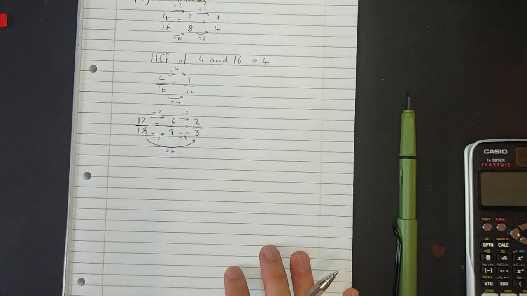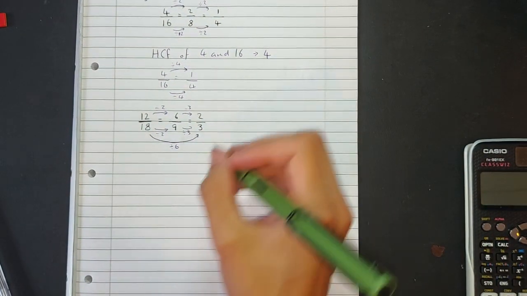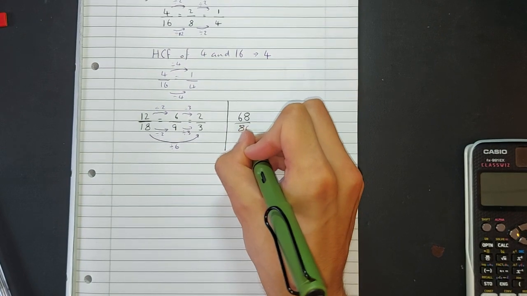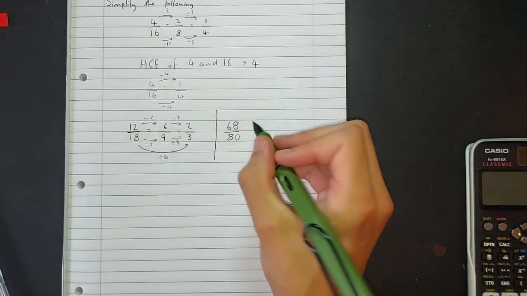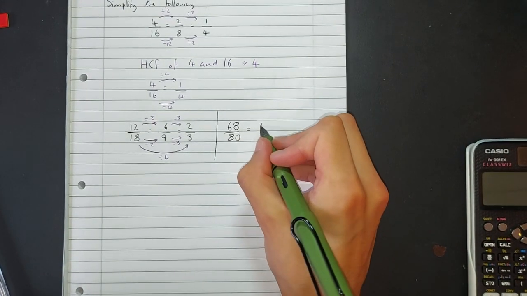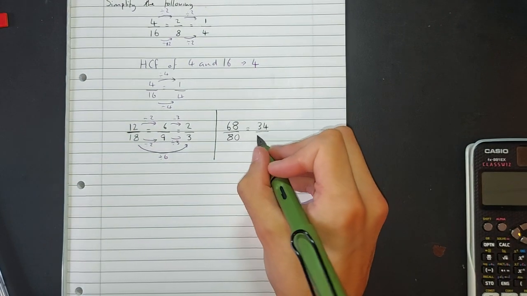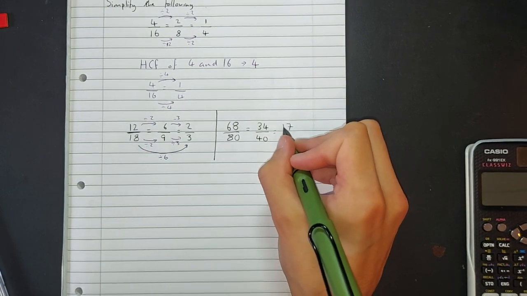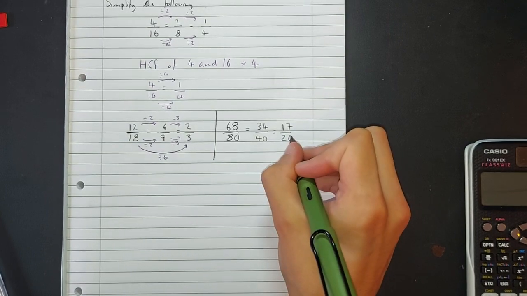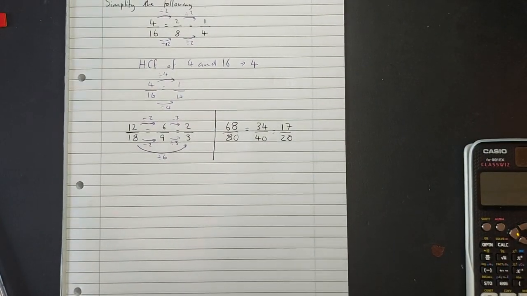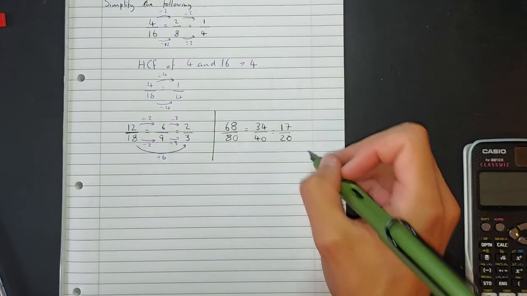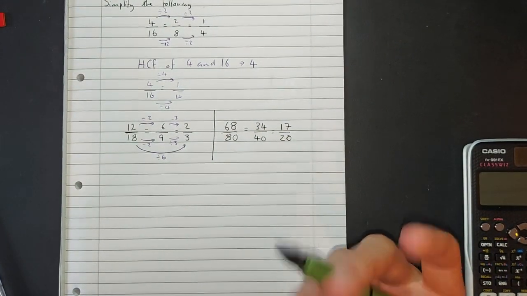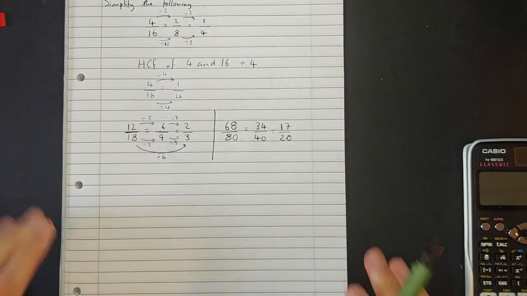Let's have a look at a couple more. We're going to have 68 over 80. My first test, they're both even, so let's divide by 2. 68 divided by 2 is 34, and 80 divided by 2 is 40. We've still got even numbers, so we can divide by 2 again. So this is going to be 17 over 20. Well, 17 is a prime number, so the only factors it has are 17 and 1. So we cannot simplify this any further. We divided by 2, then divided by 2 again. The quickest route would have been dividing by 4, but remember, if you don't spot that, it's fine to do it in stages.